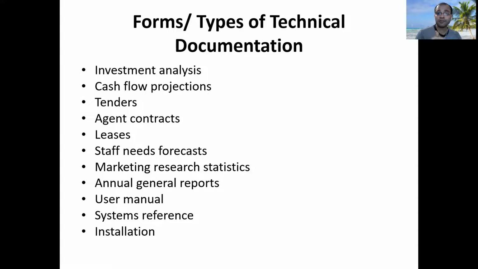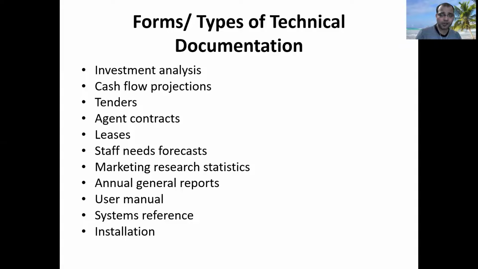Then agent contracts. Agent contracts are actually about the people who are acting as agents in the contract period, to work for a particular task. Leases. The lease is where you give particular work for the lease period. Then staff needs forecast. Staff needs forecast means forecasting what is going to happen in the future. So the staff should have that forecasting attitude also. Marketing research statistics. Whatever the marketing department is doing, they have to do research and the statistics, the entire statistics of that, the predictions, how things are going to move forward.